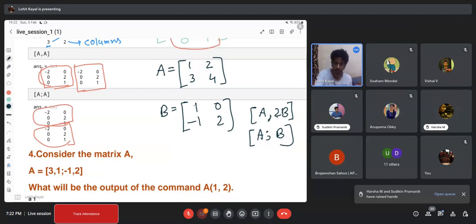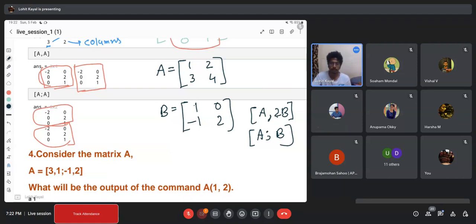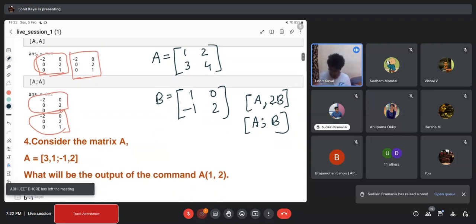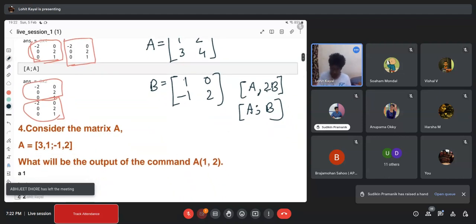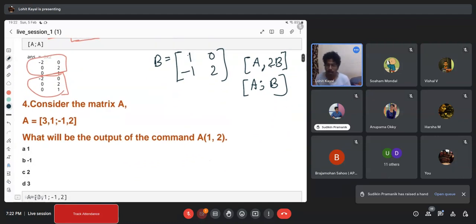Okay, thank you. Sir, the first one gives a 2 cross 4 matrix. Can you tell me what is the first matrix? Just a second, let me start recording again. Can you tell me what is the first matrix? Okay, just let me write it.